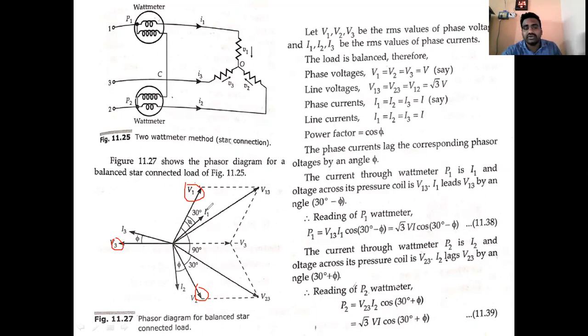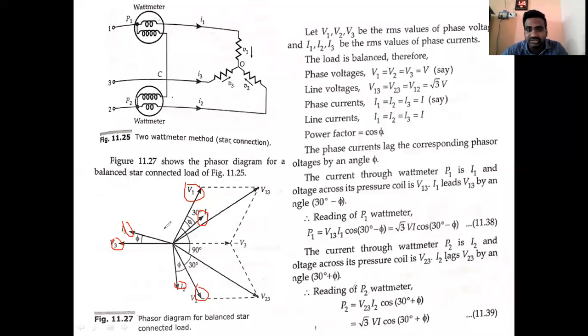See the behavior of current. This is the value of current I1, this is I2, and this is I3. V1, V2, V3 are phase voltages, and I1, I2, I3 are phase currents. Let us assume this is a balanced system. In this balanced system, V1 is equal to V2 is equal to capital V.